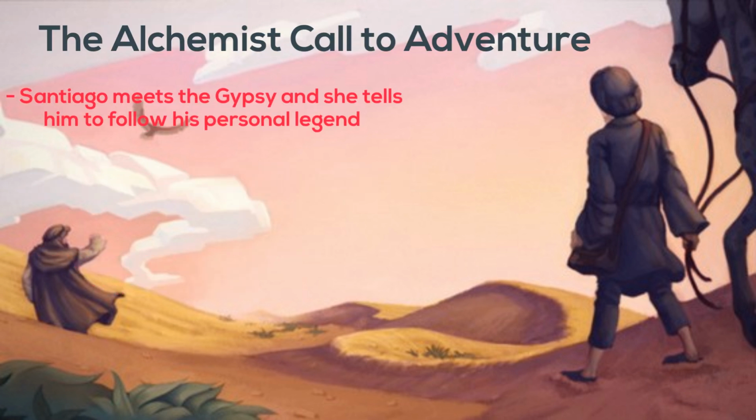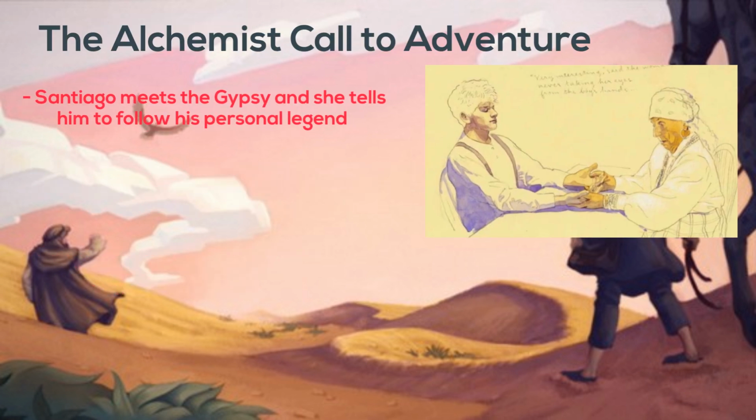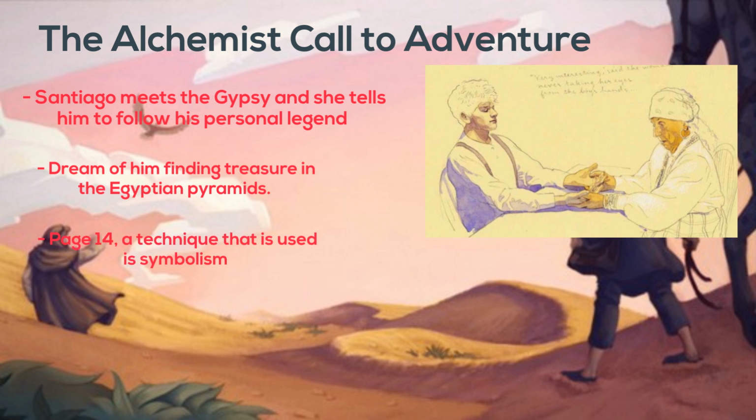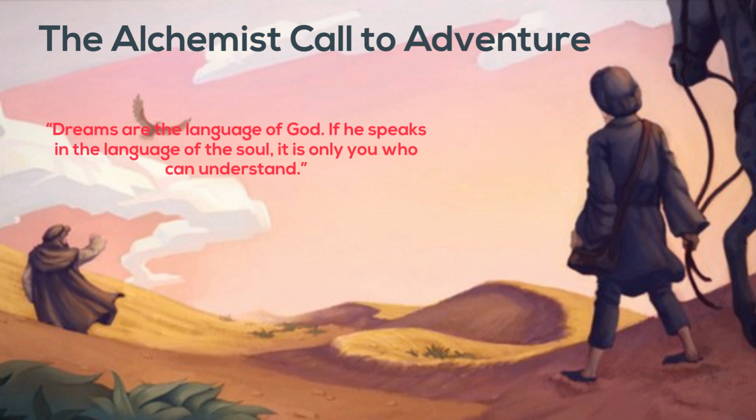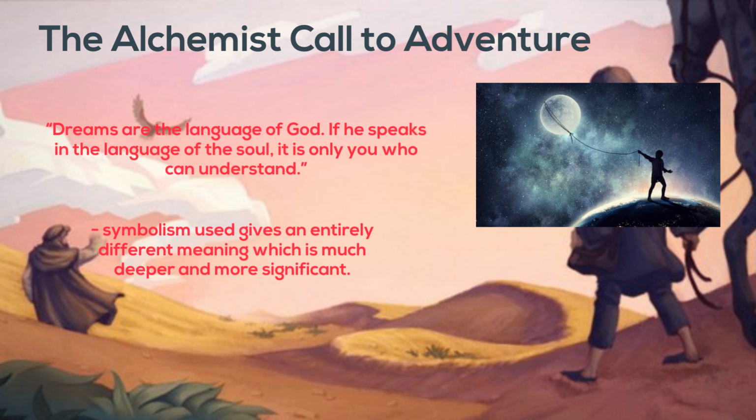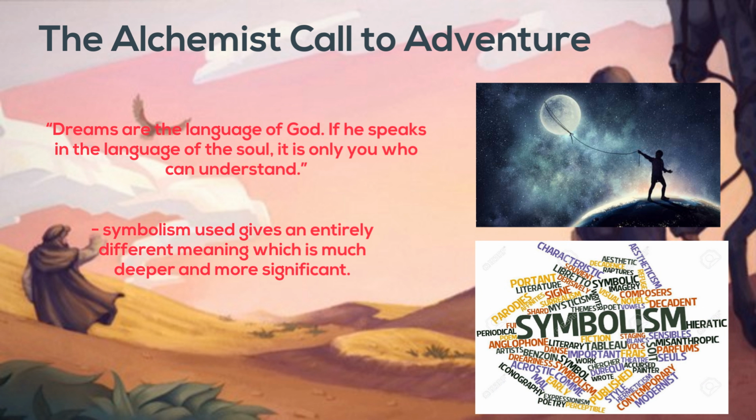The call to adventure happens when Santiago meets the gypsy, and she tells him to follow his personal legend by interpreting his dream of him finding treasure in the Egyptian pyramids. On page 14, a technique that is used is symbolism. Symbolism is used when the gypsy woman says, "Dreams are the language of God. If he speaks in the language of the soul, it is only you who can understand." The symbolism used gives an entirely different meaning to dreams, which is much deeper and more significant.